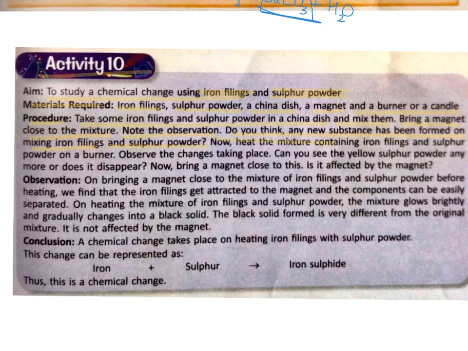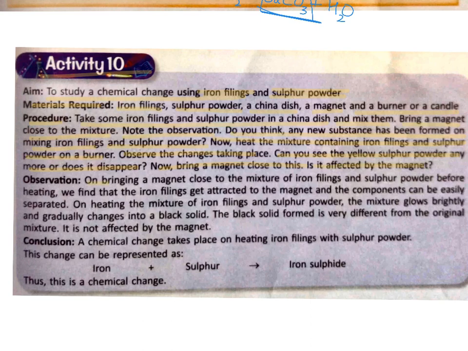Now heat the mixture containing iron filings and sulfur powder on a burner. Observe the changes taking place. Can you see the yellow sulfur powder any more, or does it disappear? Now bring a magnet close to this. Is it affected by the magnet?